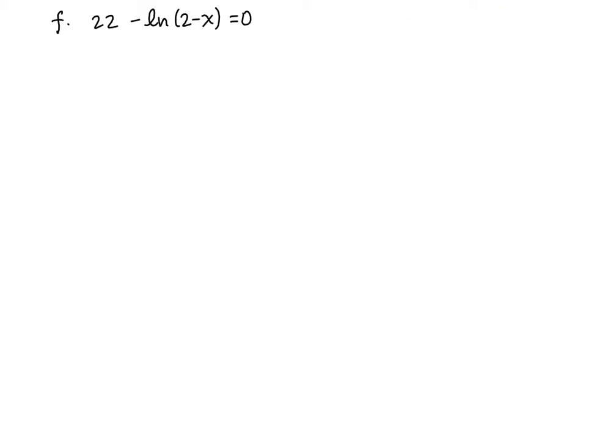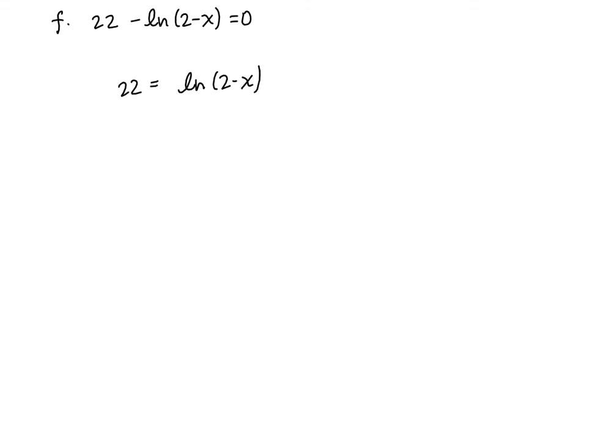Alright, so the very last example that we'll do in this video is solve this one. Again, there's only one instance of a logarithm, so we start thinking that the only way we can get out is convert to exponential, but before we do that we need to isolate the logarithm. So let's add the log to the other side. So both of these terms are positive. 22 equals the natural log of 2 minus x.